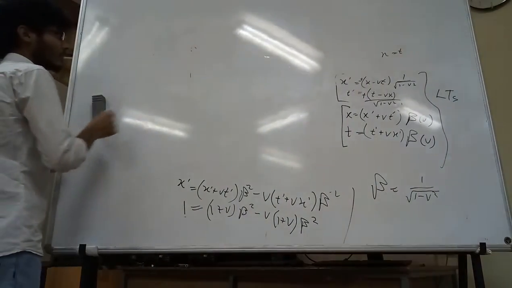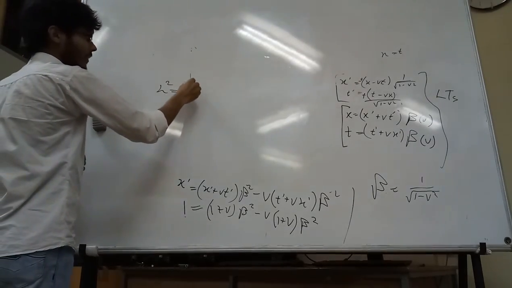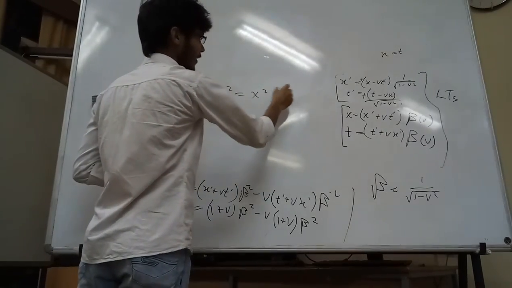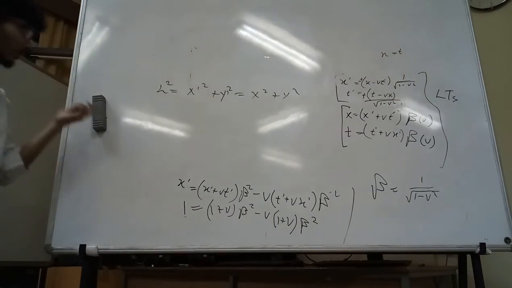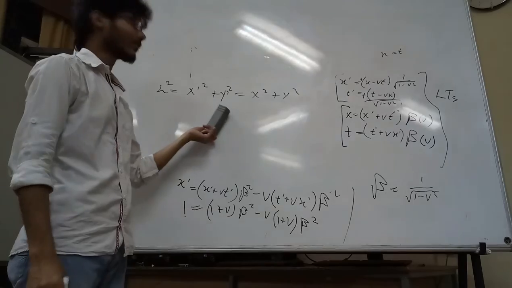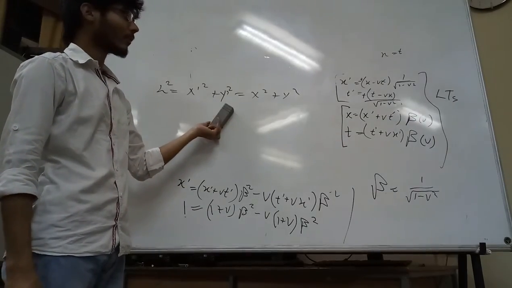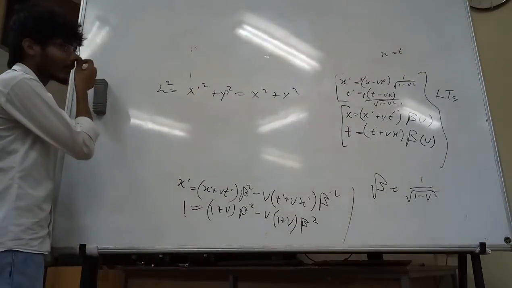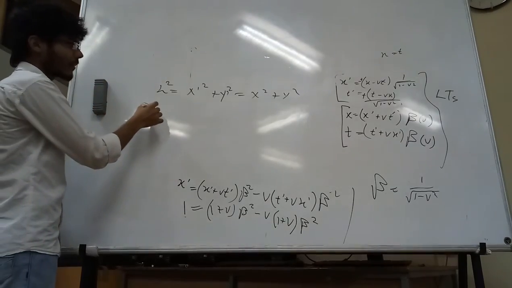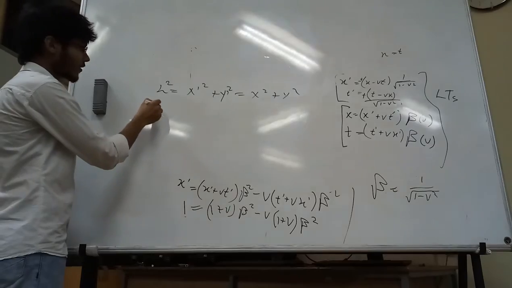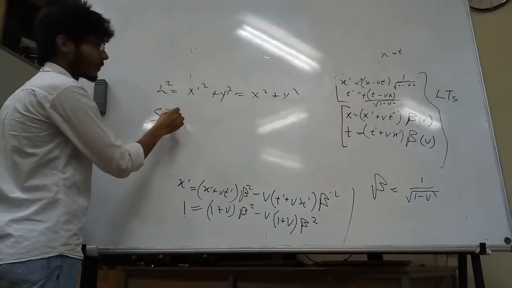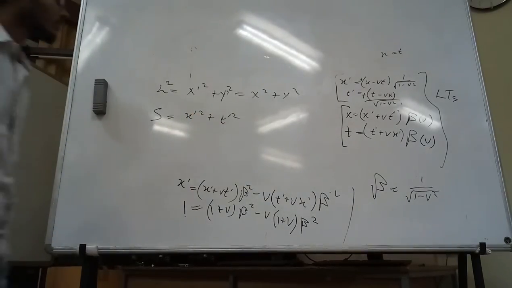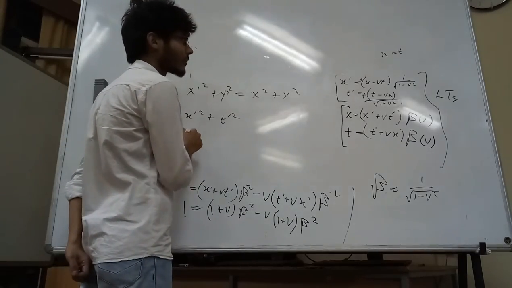So in this transformation, L squared equals x dash squared plus y dash squared equals x squared plus y squared. x and y were my coordinates, x dash and y dash were the transformed ones. So I think of doing something similar with these. What you can do is define some time, not exactly time or distance, let's just call that S, which must be equal to x dash squared plus t dash squared.